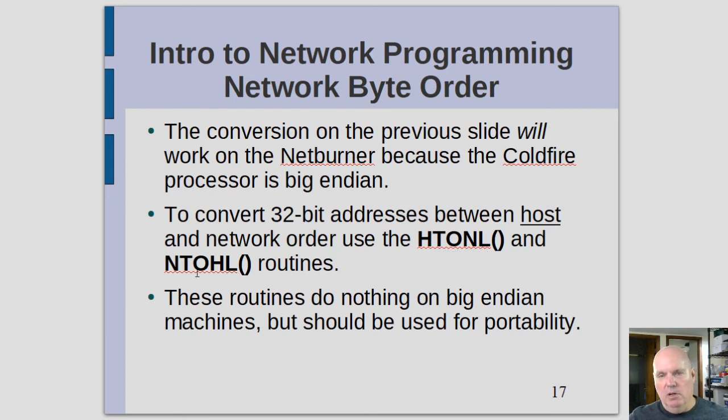Same's true for network to host order. On a big endian processor, this doesn't do anything, but on a little endian, it will swap the bytes. But you should always use these to make your source code portable between different architectures. So again, this may be one of the first times you've actually worked with a big endian processor. The ColdFire processor that's used on the NetBurner is a big endian processor.